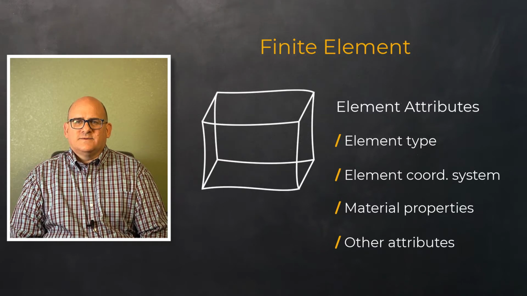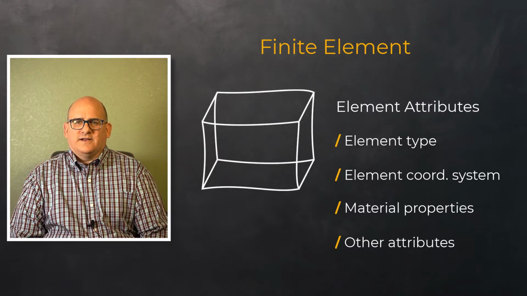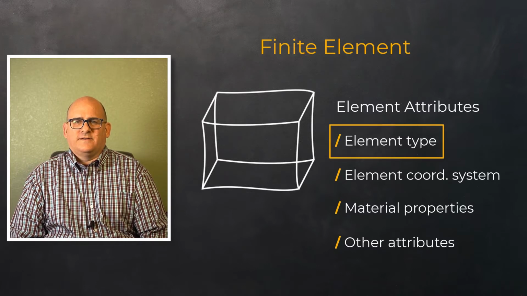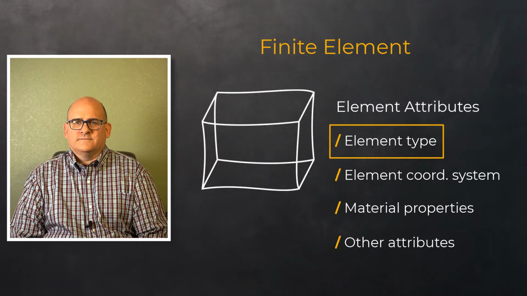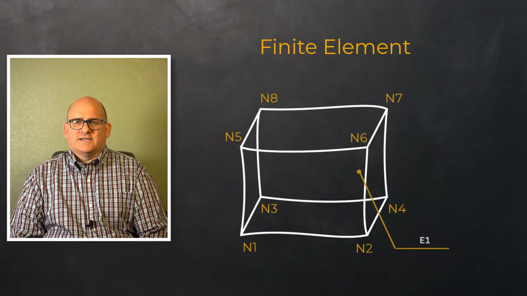While the element coordinate systems and other element attributes can be defined after the mesh is generated, the element type must be defined prior to meshing. Once the mesh is generated, each element and node is assigned a unique identification number, which may be used to refer to them.